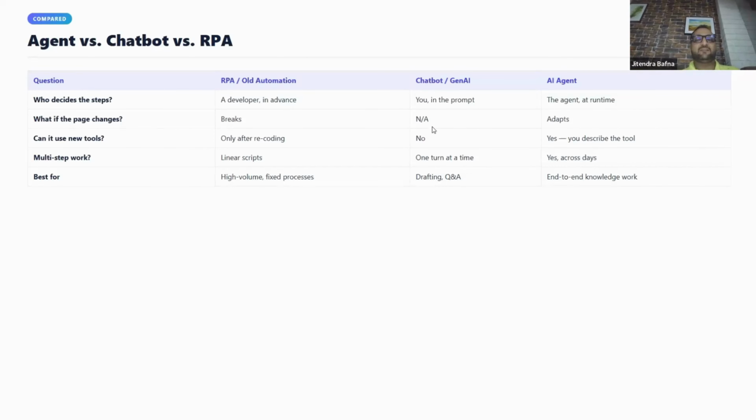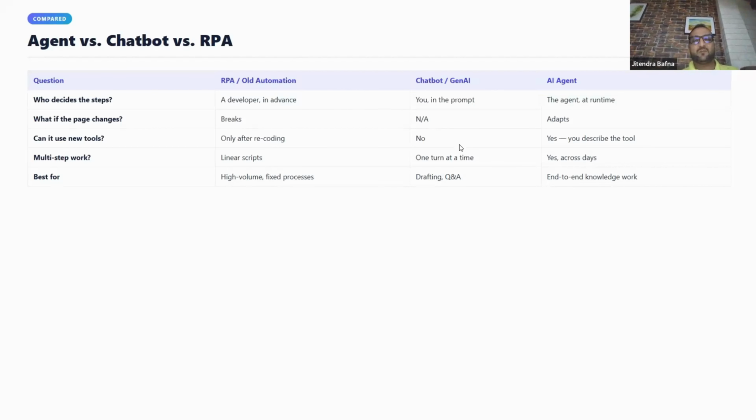A chatbot is kind of a chat window, an interactive window, right? Whereas here the AI agent can adapt to the changes automatically. Can it use new tools only after recoding? Yes, if you want to add some additional component, platform or tools, we need to do the recoding basically.